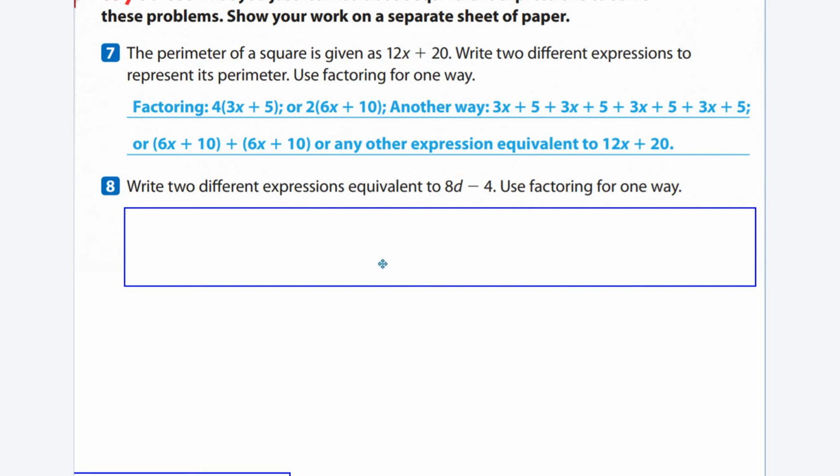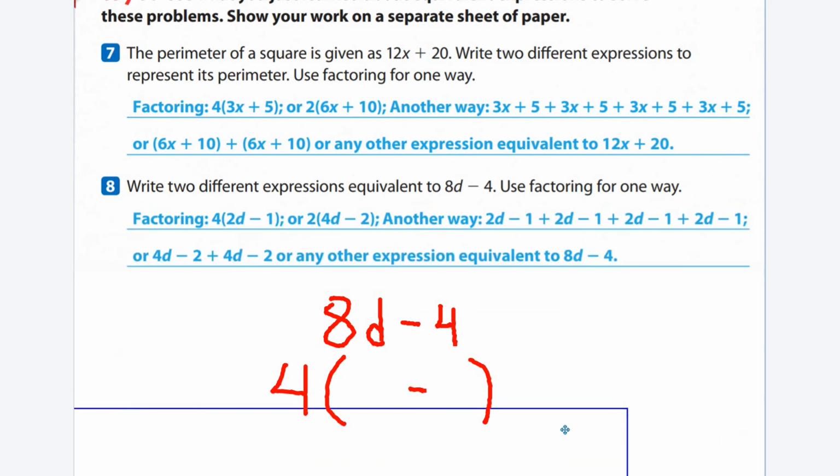Okay. Question 8. Write 2 different expressions equivalent to 8d minus 4. I want you to think for a sec. I'm just going to do this out for a sec real quick. What's the greatest common factor between 8 and 4? Can't be 8, because 8 doesn't go into 4. But if you said 4, you are correct. Now think. 4 times what is 8d? 4 times what is 4? Okay, let's see what they got for an answer.